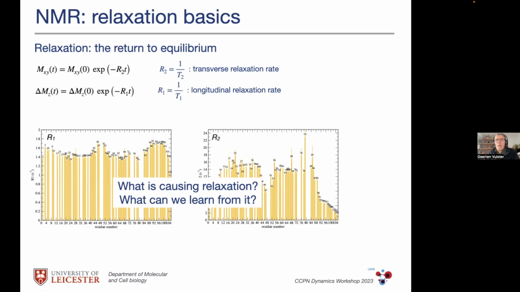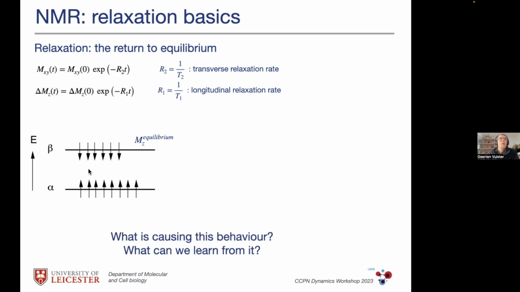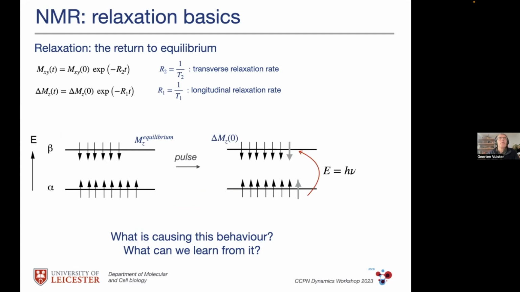Now, the question I really would like to pose here is, what is causing this relaxation and what can we actually learn from it? Now, going back to what we all know, in NMR, we deal with spins, and we typically have fewer spins in the beta state compared to the alpha state, just schematically indicated here. And that's the, let's call it, Z magnetization equilibrium. Of course, it's dependent on the gamma, but just with a positive gamma. Now, what we do in our NMR experiment, we give a pulse, and essentially we flip some of the spins from the one state to the other state, indicated here by the gray arrows that turn around.